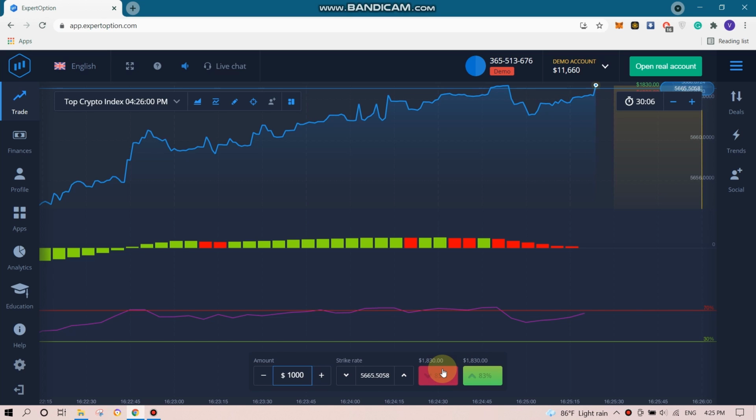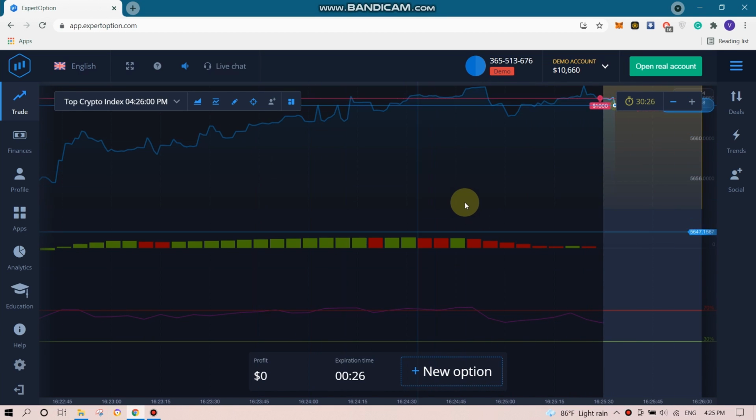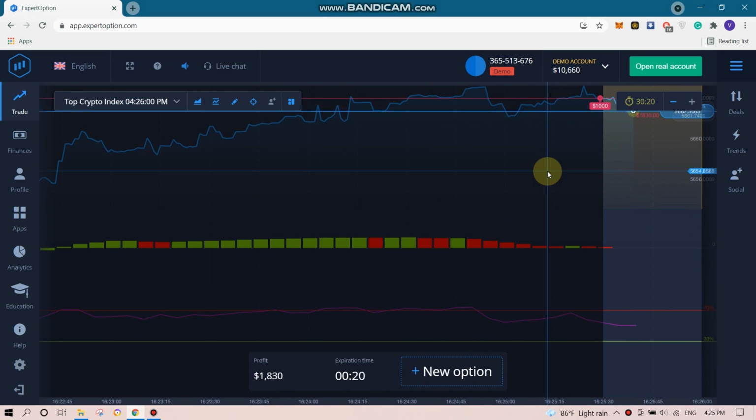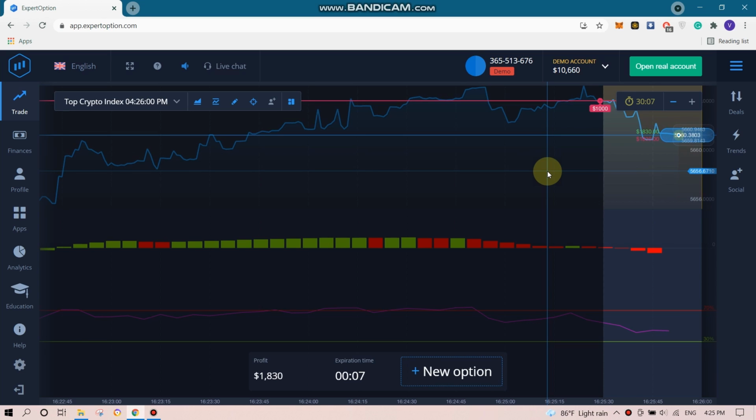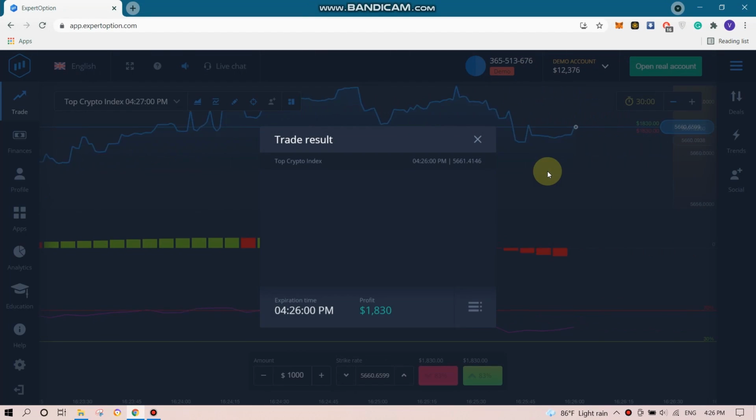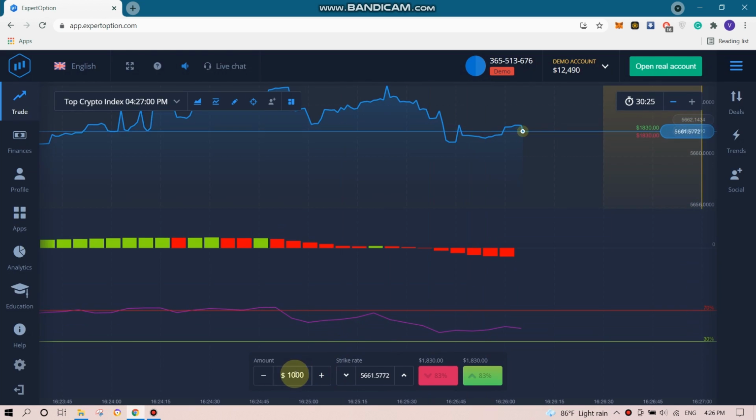Okay, now you can see the market having a downtrend. So I am gonna put a $1,000 sell order. Okay, as you can see, the market is clearly moving down. I got $830 profit from that one trade.